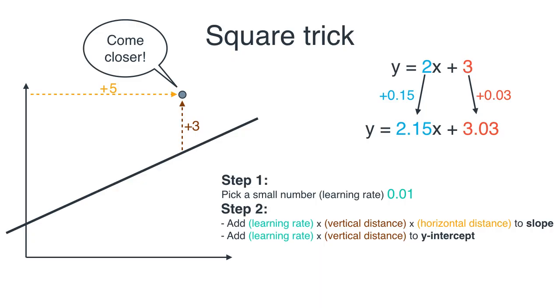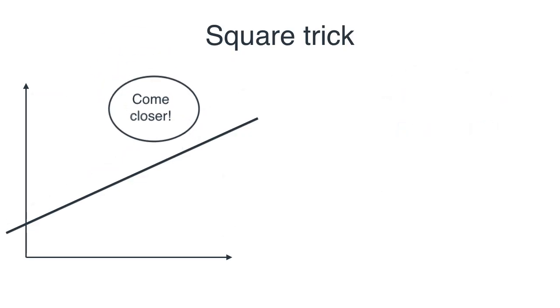The slope is 2.15, so it's bigger than 2. That means that the line has been rotated counterclockwise. And the y-intercept is 3.03, which is bigger than 3, which means the line has been translated up. So we get something like this, something that is closer to the point. There are 4 cases to check to make sure that this square trick works well. I'm going to check just another one more.